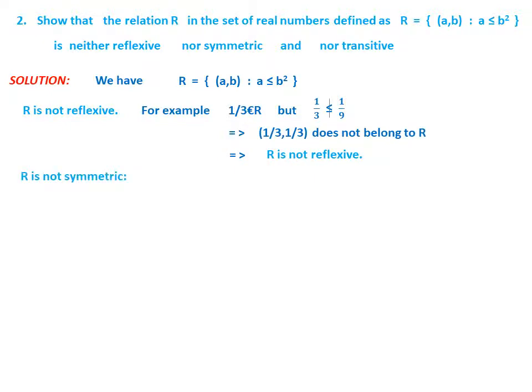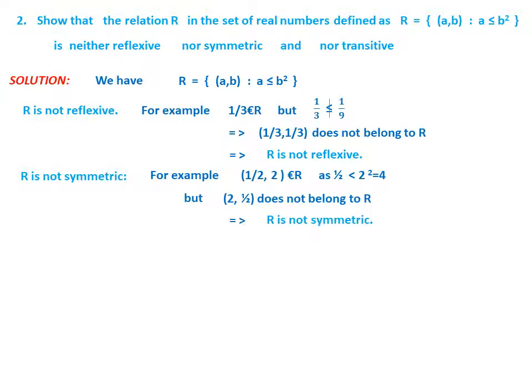Next, let us take R is not symmetric. Here also you have to produce an example. You take (1/2, 2). Definitely it belongs, because (1/2) square is 1/4, and 1/2 is less than 2 square, that is 4. Next, you take one more example, (2, 1/2), which does not belong to R. It is very clear. So R is not symmetric. So it is not reflexive, not symmetric.